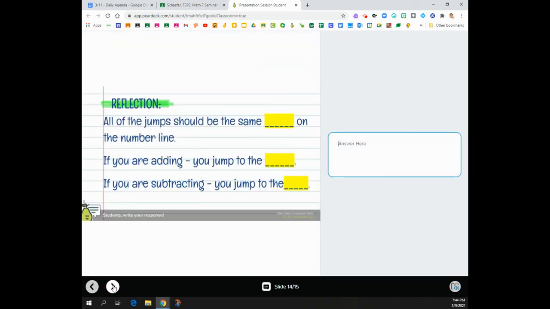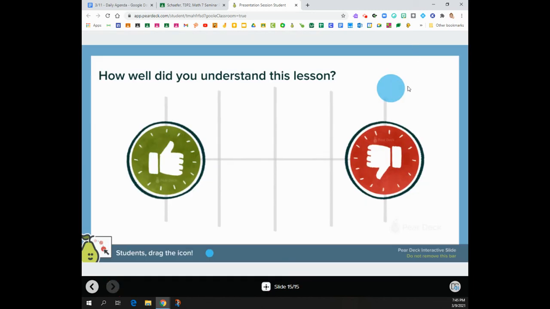So you have your reflection. All of the jumps should be the same size or the same amount on the number line. So the same size. If you are adding, you jump to the right. If you are subtracting, you jump to the left. Right? Here's the reflection. Your only last thing is your thumbs up, thumbs down.